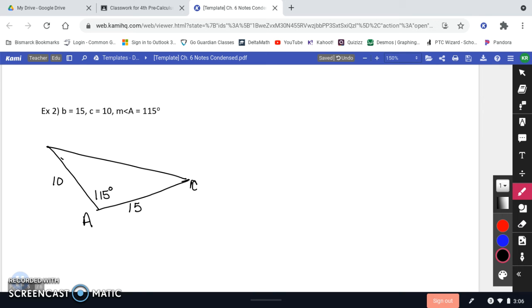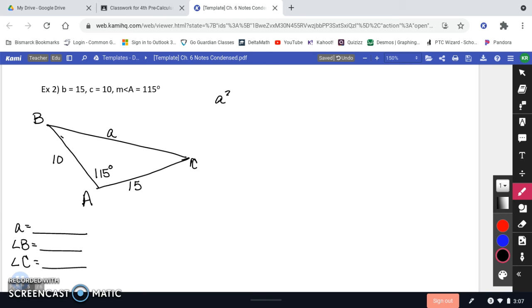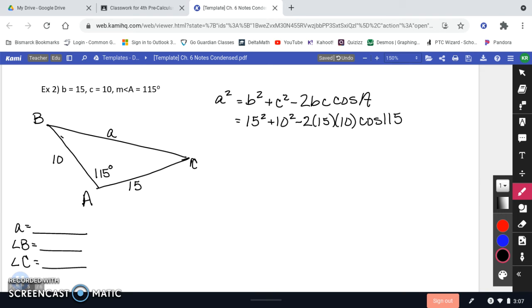Again, if we're going to be solving this, we're looking for the missing pieces, so we'll need to find side A, measure of angle B, and then angle C. Okay, now this time, because I know the angle measure of angle A, we're going to start with finding side A. So side A is going to be A squared equals B squared plus C squared minus 2BC times cosine of angle A. All right, so B is 15, C is 10, and angle A is 115.